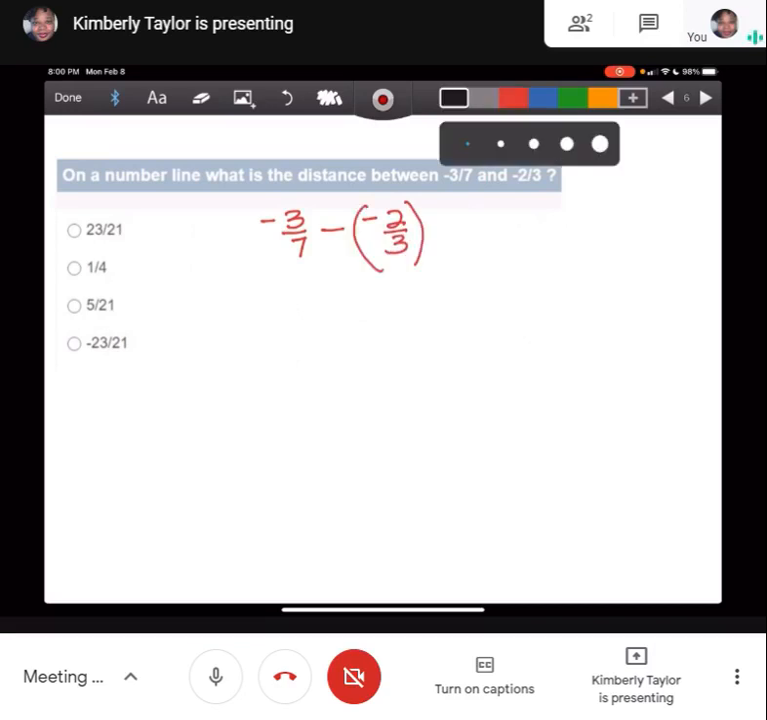Now, what you should remember is that anytime you have these two symbols side by side like that, it's really like a multiplication. So you can say negative times a negative is a positive. So I could rewrite this as -3/7 plus 2/3. Now with this, I do need to find a common denominator.